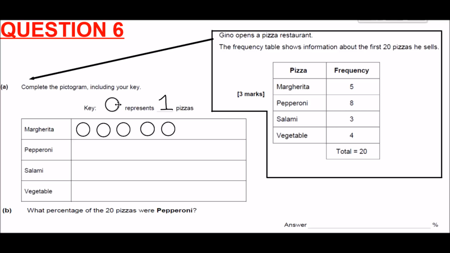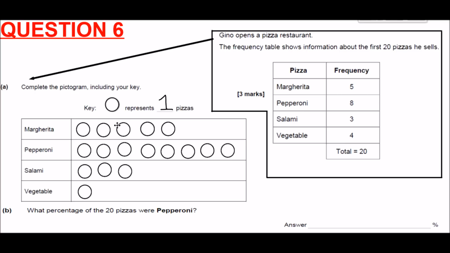Pepperoni, 8 pizzas, so we need 8 circles. Six, 7, and 8. Salami, 3 pizzas, so 3 circles. And finally, vegetable, 4 pizzas, so 4 circles to finish that one off.